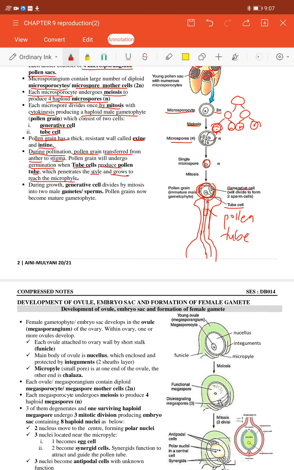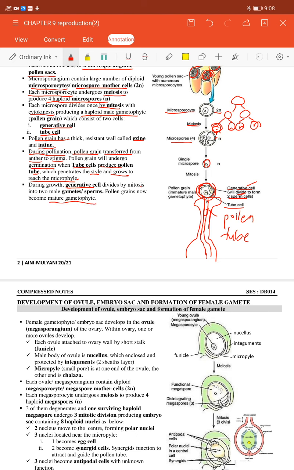And during growth, generative cell divides by mitosis into 2 male gametes. Kalau kamu ingat, dalam pollen grain ada tube cell yang akan membentuk pollen tube ni. Dan dalam pollen grain juga ada generative cell. Okay, generative cell ni akan divide by mitosis into 2 sperm cells. Okay. So pollen grains now become mature gametophyte.